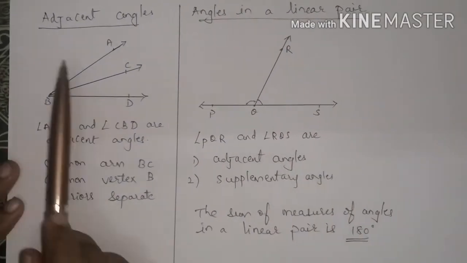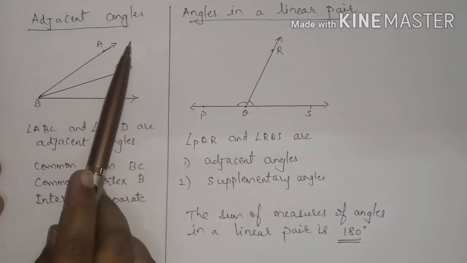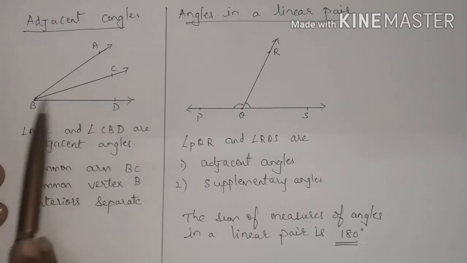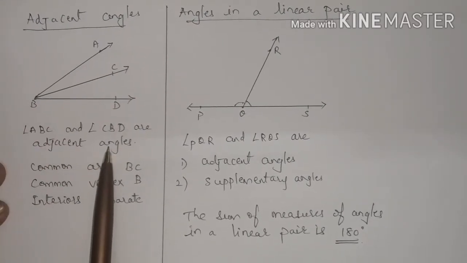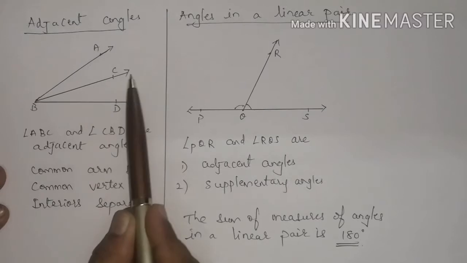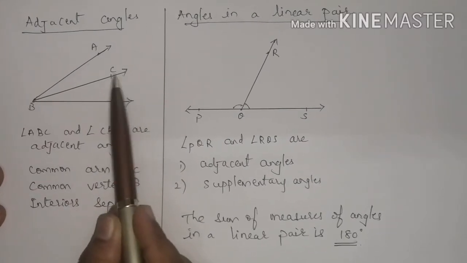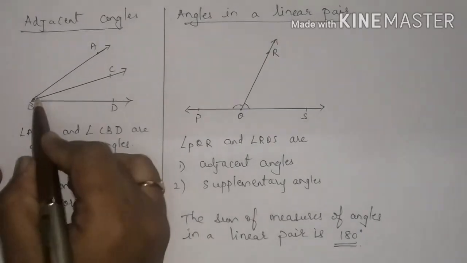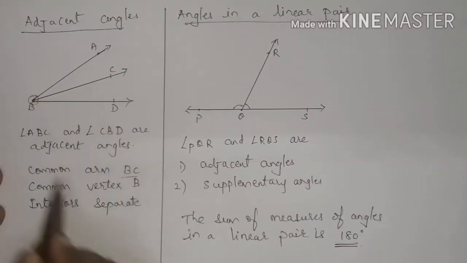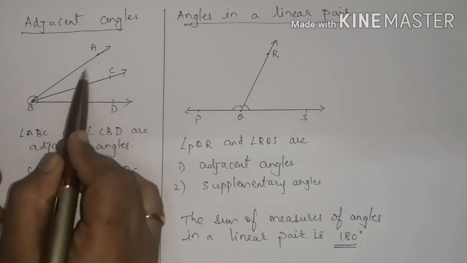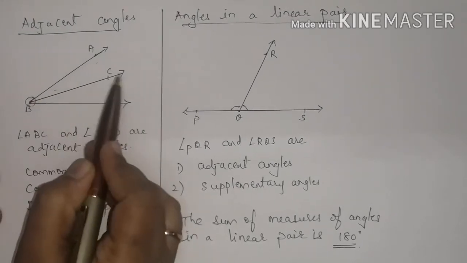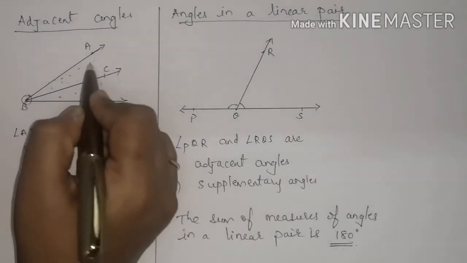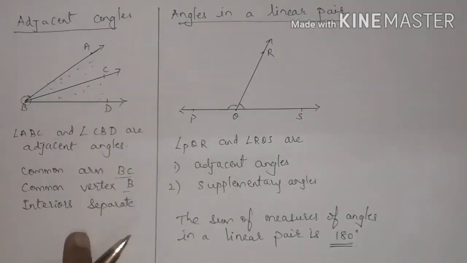See children, adjacent angles we already discussed. I have drawn angle ABC and angle CBD. They are adjacent angles. Why? Because they have this common arm. We already did this in practice set 15. They have a common arm BC and one common vertex B, and their interiors are separate. This is one angle and this is another angle. Their interiors are totally separate.